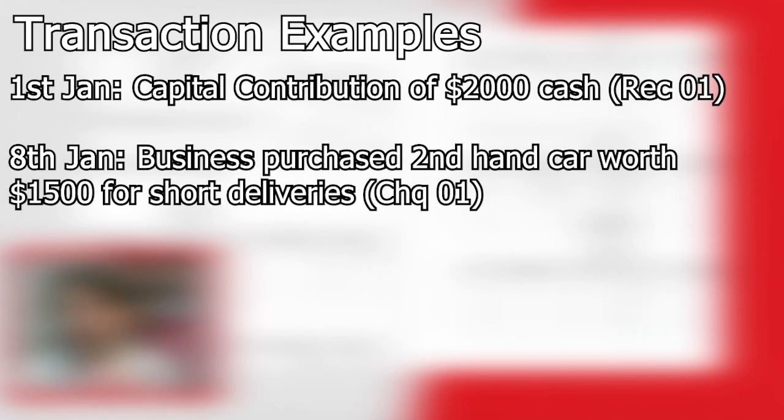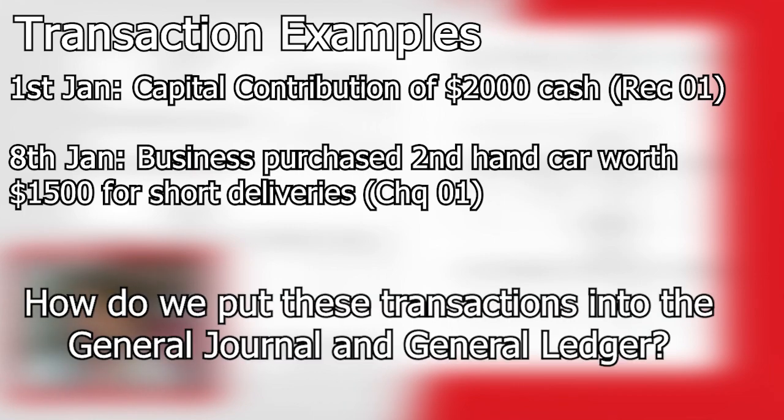I've got two transactions here. The first transaction is the capital contribution of $2,000 cash. This is a capital contribution from the owner, obviously. And that's receipt 1. And on the 8th, there was a purchase for a second-hand car worth $1,500 for short deliveries. That is check 1. So, how do we make this?